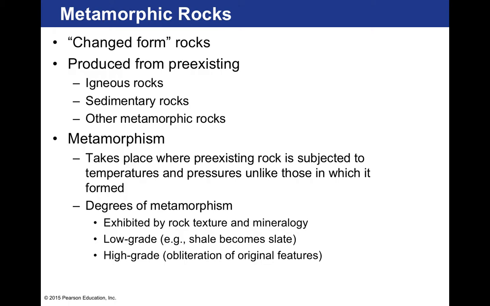Continuing chapter 3 with the next type of rock. This would be metamorphic rock. Essentially, that word means changed form. So these rocks are going to be produced from pre-existing rocks such as igneous or sedimentary rock.